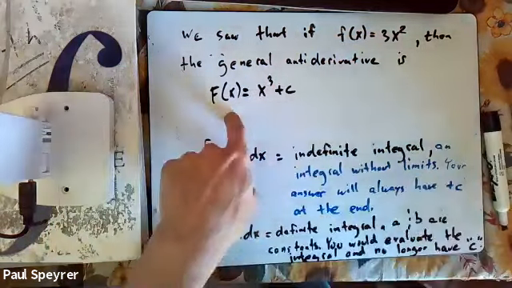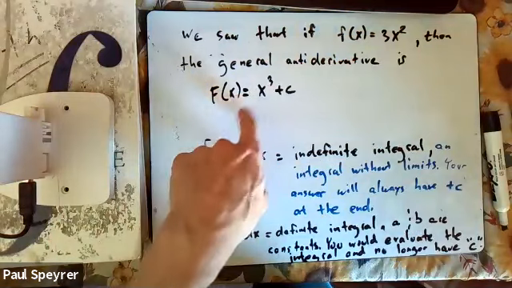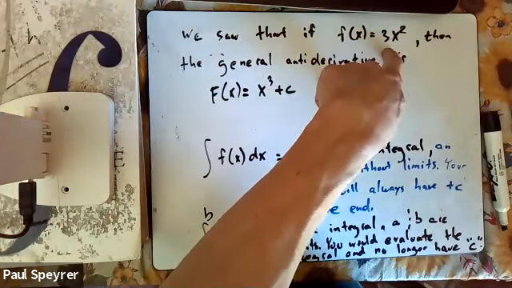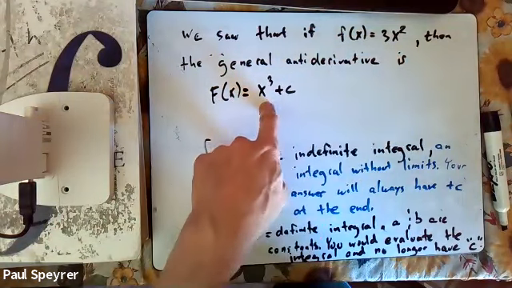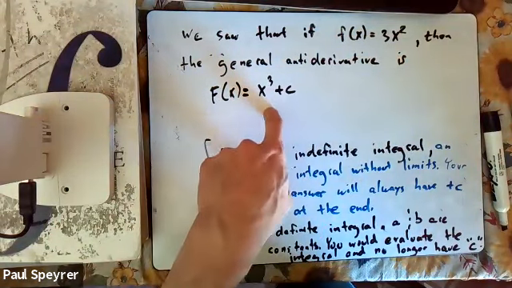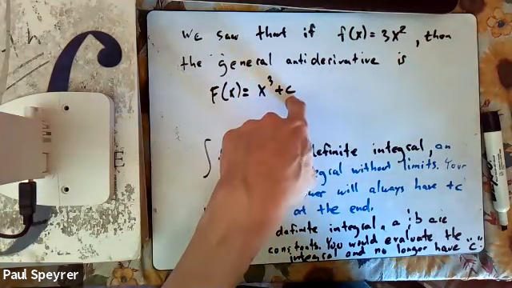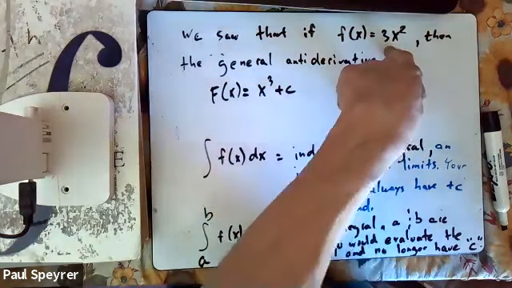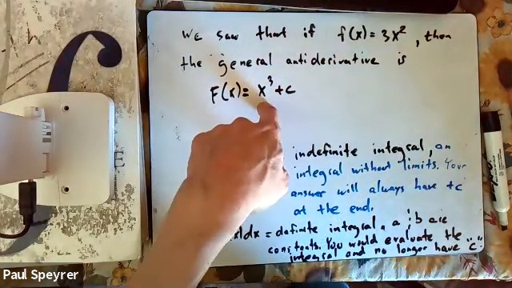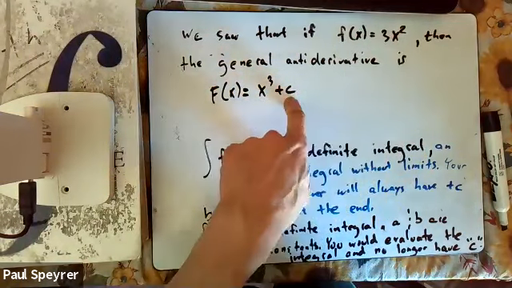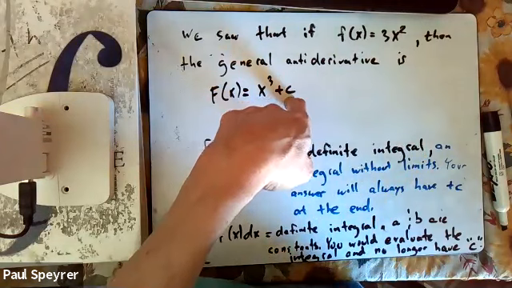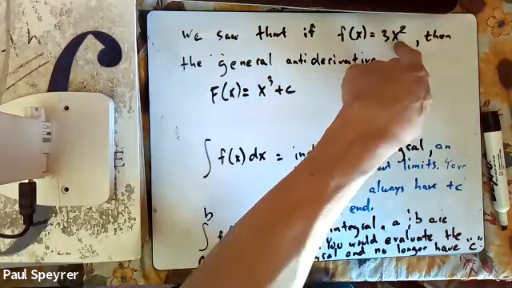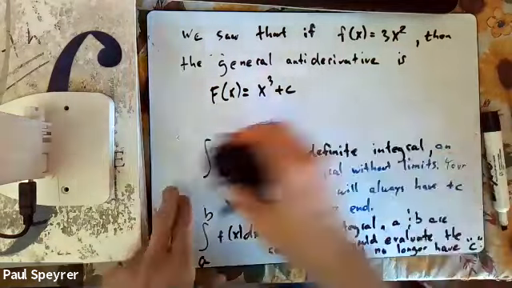And remember, you can check this general antiderivative. If we take the derivative of big F, we should get back to little f, right? So if I take the derivative of x cubed plus or minus any number, we get back to 3x squared. If you're doing the power rule, the derivative of x cubed is 3x squared. Derivative of a constant, you don't care what it is, because it's still 0. So we get back to here. But how are we doing that though, right?